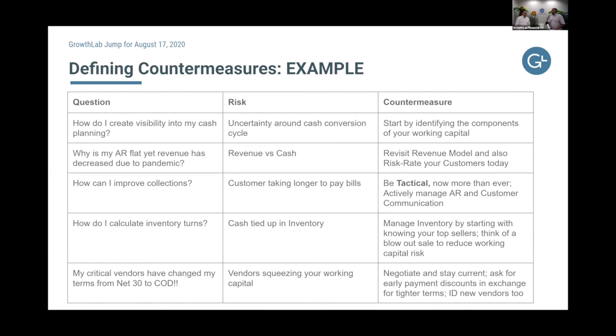And so how do you calculate inventory turns? Trick question. Oh, you lost me there for a second. Okay, Steve, how do you calculate inventory turns? Great question.